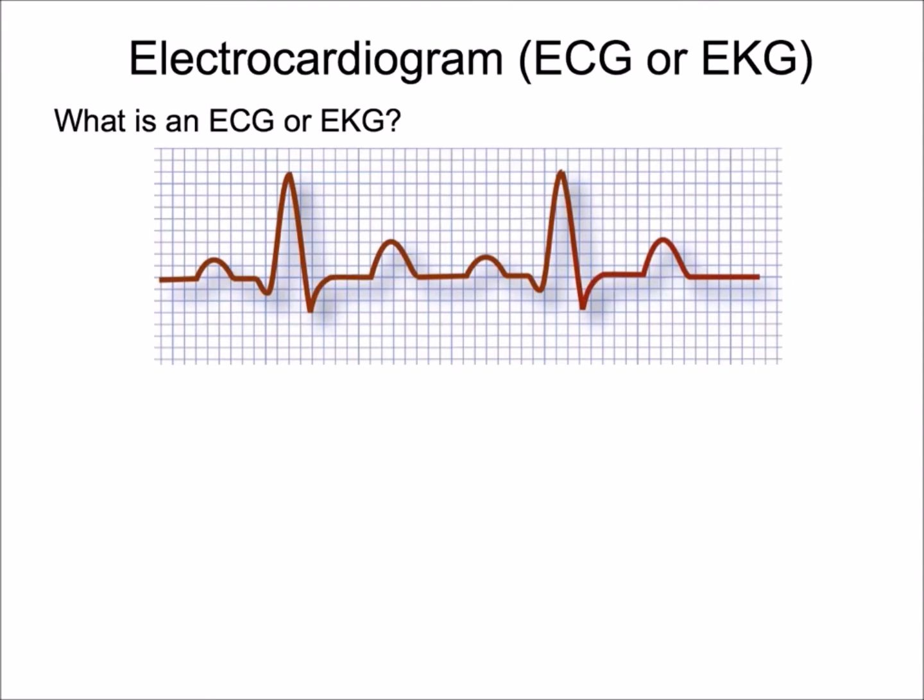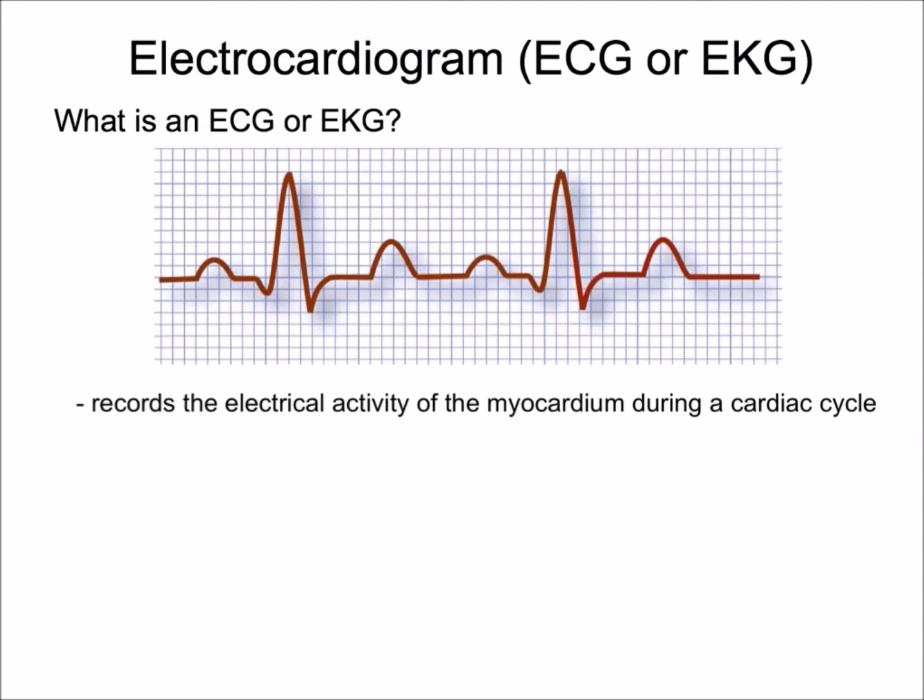Because cardiac muscle can conduct and transmit an electrical impulse, we can measure that electrical activity and view that electrical activity through something called an electrocardiogram. An electrocardiogram records the electrical activity of the myocardium during a cardiac cycle. An electrocardiogram, such as the one viewed here, can be broken up into different waves and complexes. The first wave is what we call a P wave. The P wave represents the depolarization of the atria, and during depolarization, the atria are contracting.